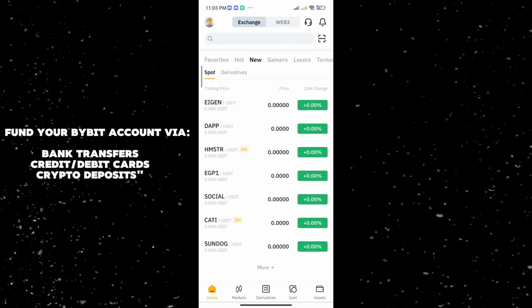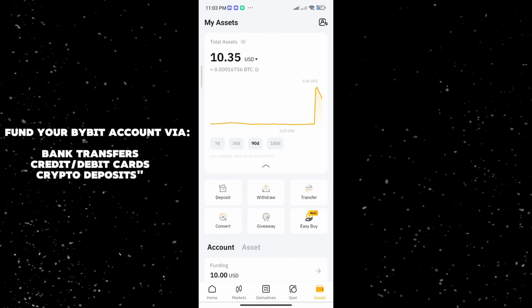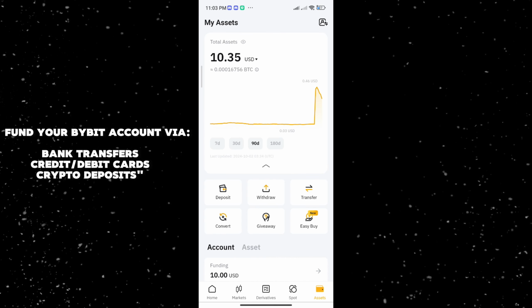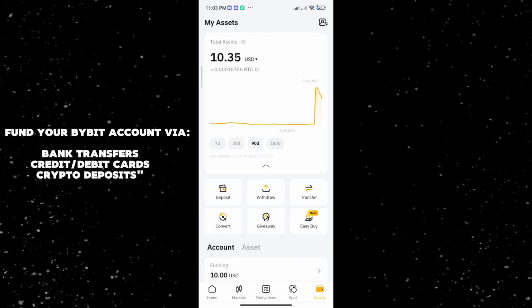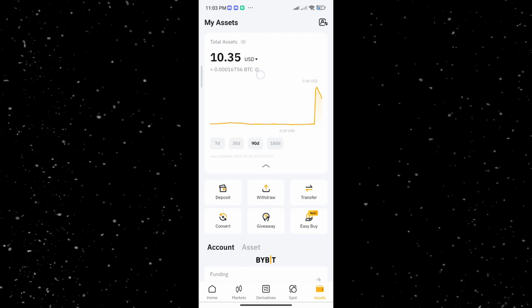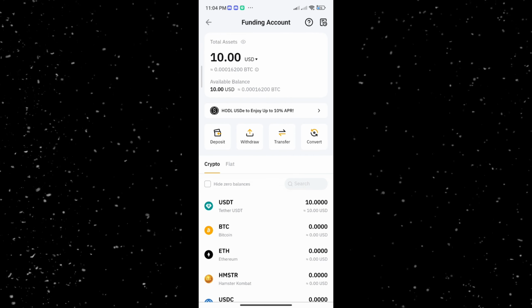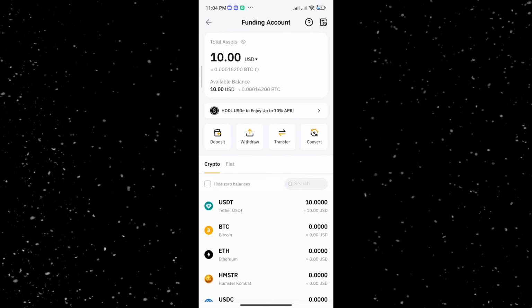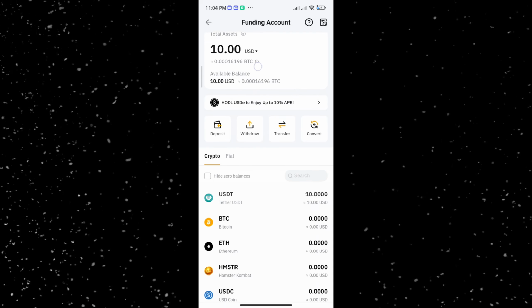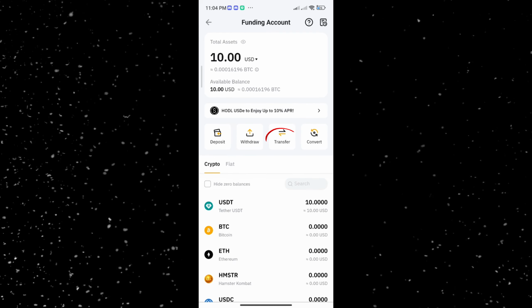First things first, let's fund our Bybit account. We're going to use USDT for this. Make sure to fund enough USDT for your needs, including any fees. Now, if your USDT or funds are sitting in your funding account, you'll need to transfer them to your unified trading account or spot account first. It's pretty simple.